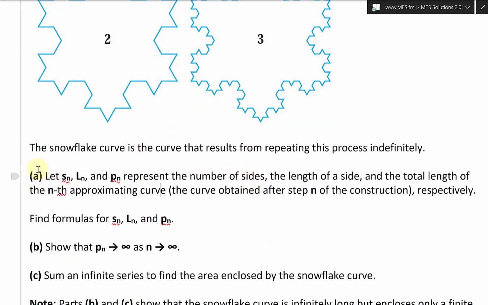So now we're asked for question A. Let Sn, Ln, and Pn represent the number of sides, the length of a side, and the total length of the nth approximating curve, the curve obtained after n steps of the construction, respectively. And then it says, find formulas for Sn, the number of sides, Ln, the length of a side, and Pn, which is the total length of that curve.